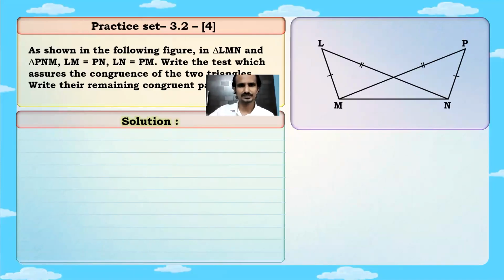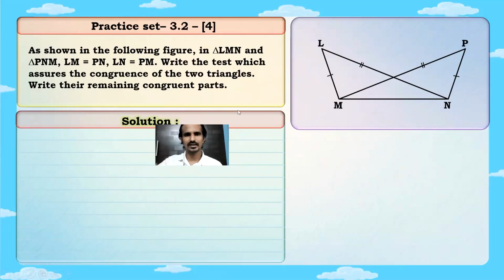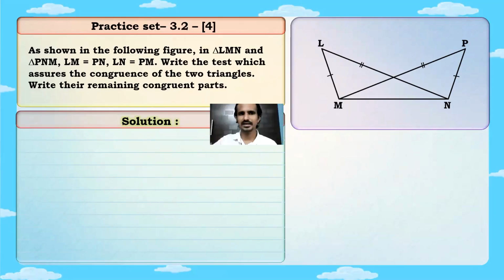So see the question, it is, as shown in the following figure, in triangle LMN and triangle PNM, LM equal to PN, LN equal to PM, write the test which assures the congruency of two triangles, write the remaining congruent parts. All right. So you are not supposed to write the question, but please write down the question number. And along with the question number, I want every one of you to draw this figure also with proper marking. Now, why figure? Because we are going to follow the figure only for writing the congruency part. Okay. So I'm just giving you a minute. Please note down the question number 3.2, question 4, and also draw this figure, everyone.